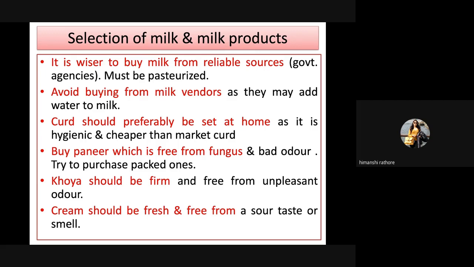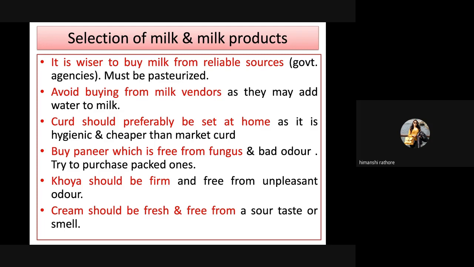And what are the points which you have to keep in mind while purchasing milk? You are always advised to purchase from authentic sources. Try to avoid purchasing from local vendors, otherwise there may be water adulteration in it. Curd is always advisable to set at home because it is cheaper and more hygienic. Buy cottage cheese which is free from fungus.